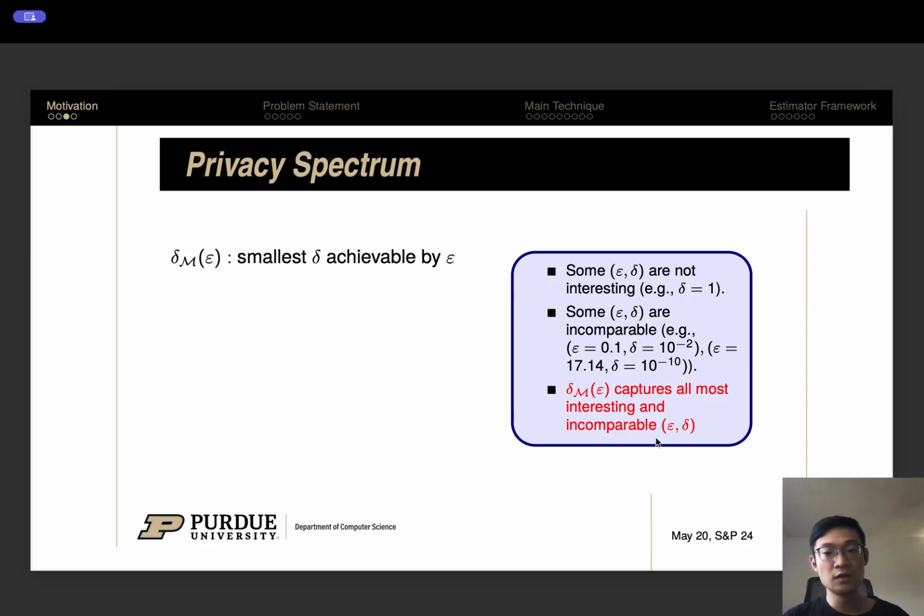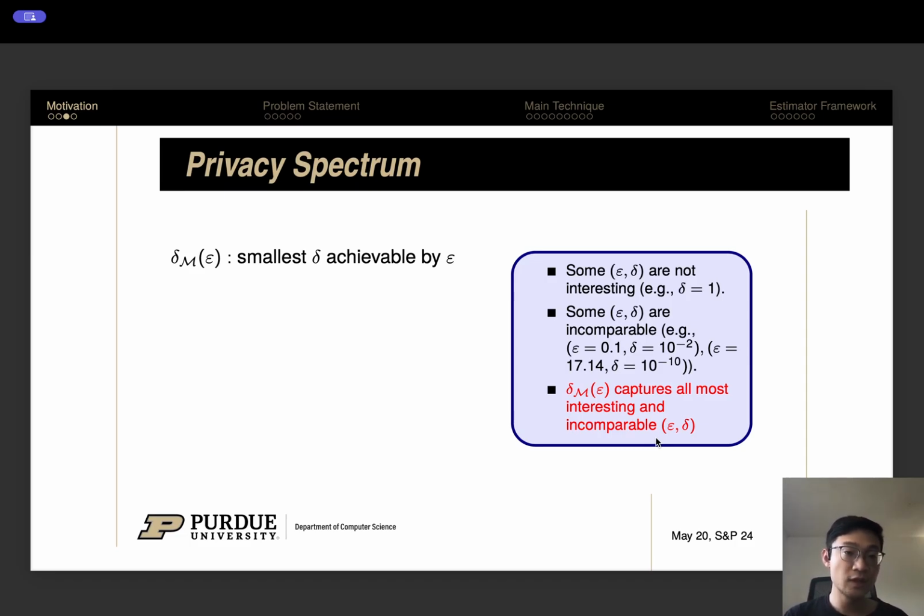incomparable. Say a mechanism satisfies epsilon equal to 0.1 and delta equal to 10 to the minus 2, and another mechanism satisfies maybe epsilon equal to 1.4 and delta equal to 10 to the minus 10. Which mechanism has better privacy? We believe this depends on the application scenario. It's very hard to say which one is more private. So we propose the privacy spectrum to capture all the most interesting and incomparable (epsilon, delta) pairs.